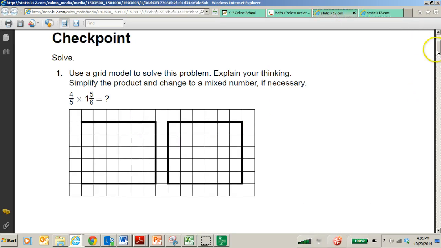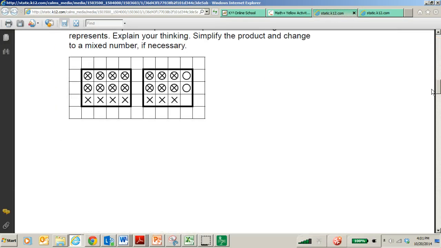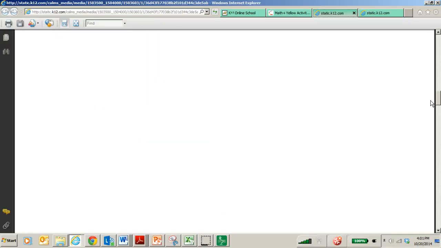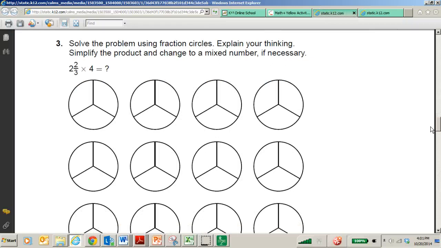So as you go through and model mixed numbers by mixed numbers, this is a strategy that not all kids will relate to, but it is something we want students to be exposed to in case this makes more sense to them than following a standard algorithm. They could possibly see a model and be able to interpret that model. So right here it says solve the problem using fraction circles, explain your thinking, simplify the product, and change to a mixed number. So we definitely, like I said, don't want an improper fraction to be the answer.